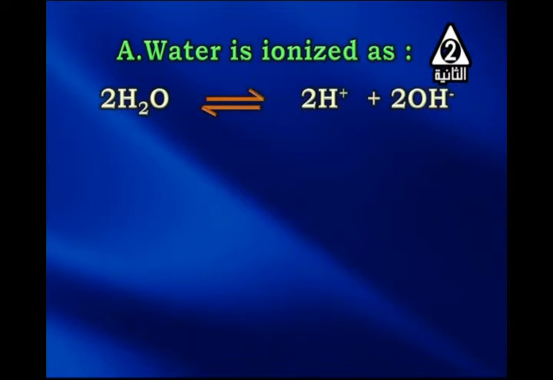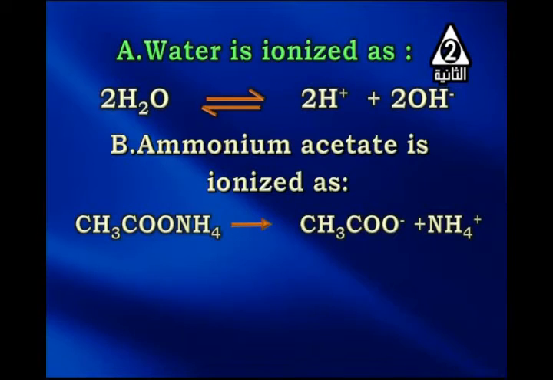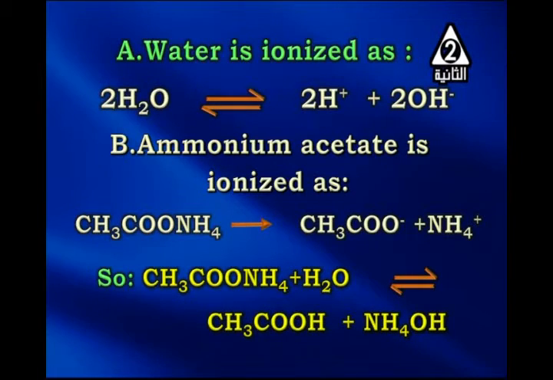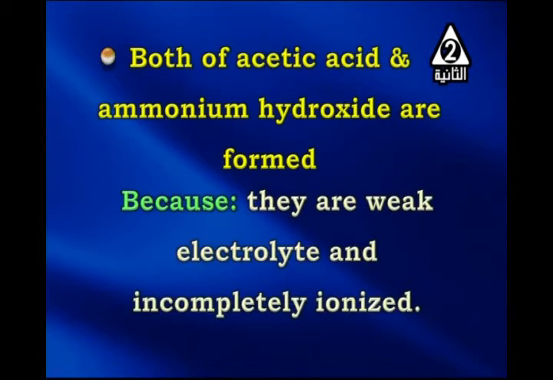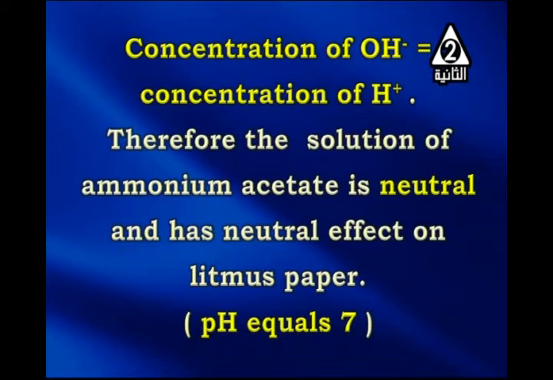So as water is ionized into hydrogen ion and hydroxide ion in equilibrium, and ammonium acetate is ionized into acetate ion and ammonium ion, so the combination of these two equations that takes place in solution, CH3COONH4 plus H2O gives CH3COOH and NH4OH. Remember, my dear student, here both of them are formed. So both acetic acid and ammonium hydroxide are formed, so they are weak electrolytes and incompletely ionized. So the concentration of hydroxide ion equals the concentration of positive hydrogen ion. Therefore, the solution of ammonium acetate is neutral and has a neutral effect on litmus paper. And so pH equals 7.